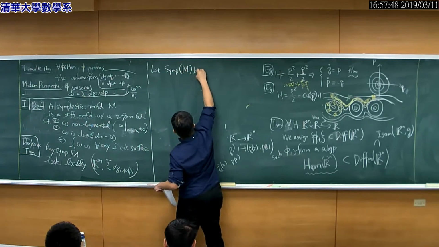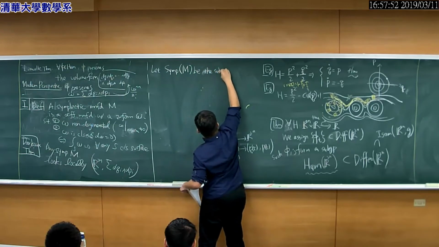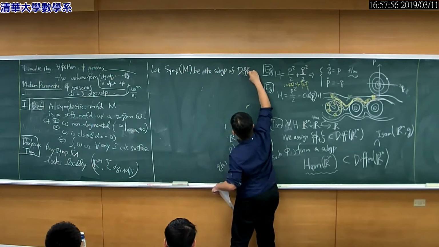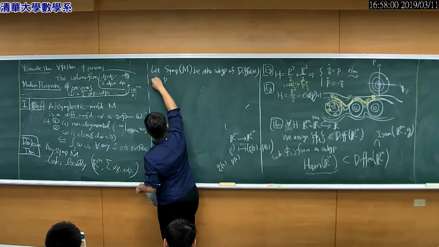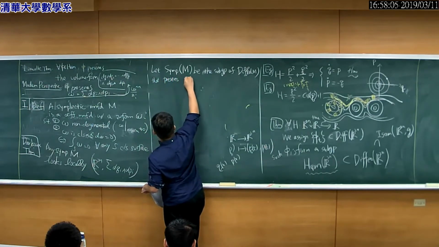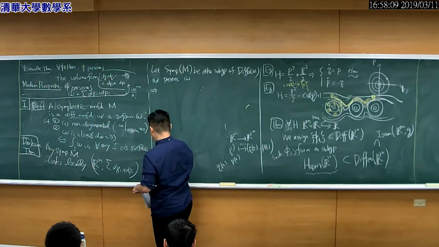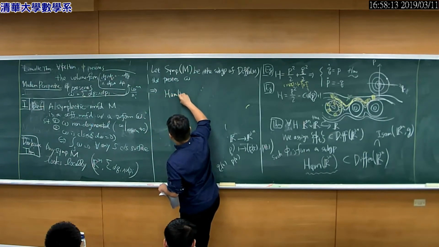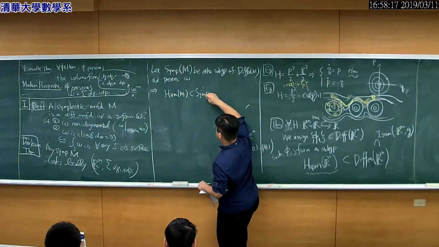be the subgroup of symplectomorphisms that preserve omega. So we get the following inclusion of subgroups.